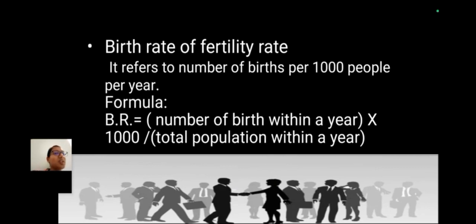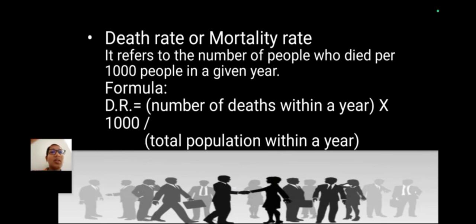Birth rate or fertility rate refers to number of births per 1000 people per year. We can calculate birth rate by this formula: number of births within a year multiplied by 1000, divided by total population within a year. Death rate or mortality rate refers to the number of people who died per 1000 people in a given year. Formula: death rate equals number of deaths within a year, multiplied by 1000, divided by total population within a year.